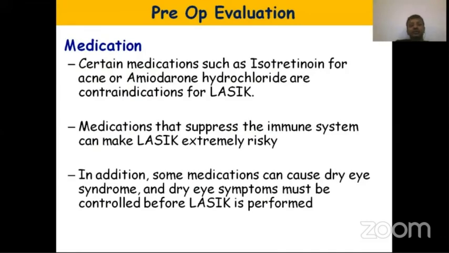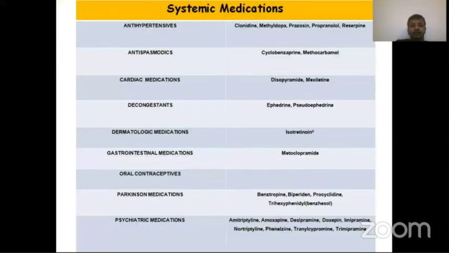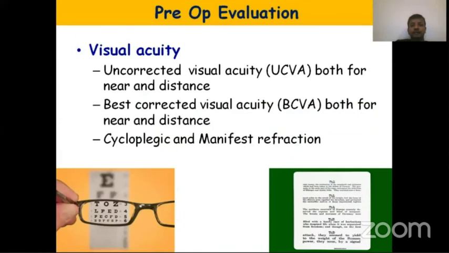In pre-op evaluation, there are some medications which usually interfere with healing in the post-operative period, like isotretinoin, amiodarone, and various other immunosuppressants. This should be kept in mind before considering any surgery. This is the list of drugs.